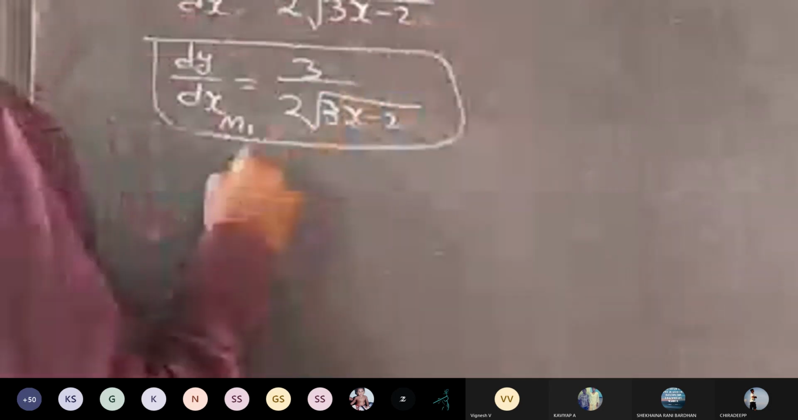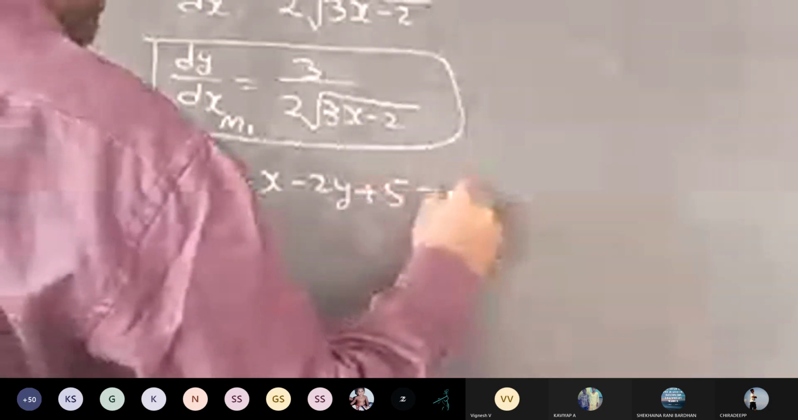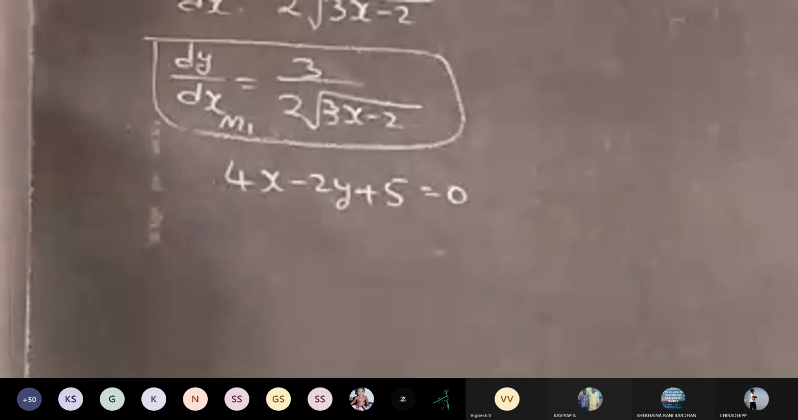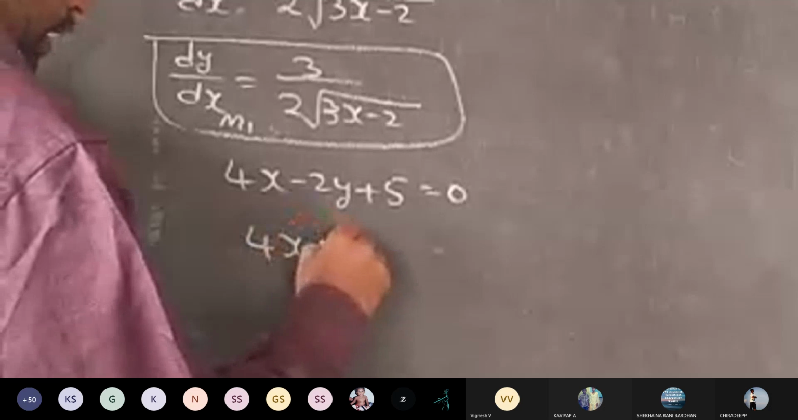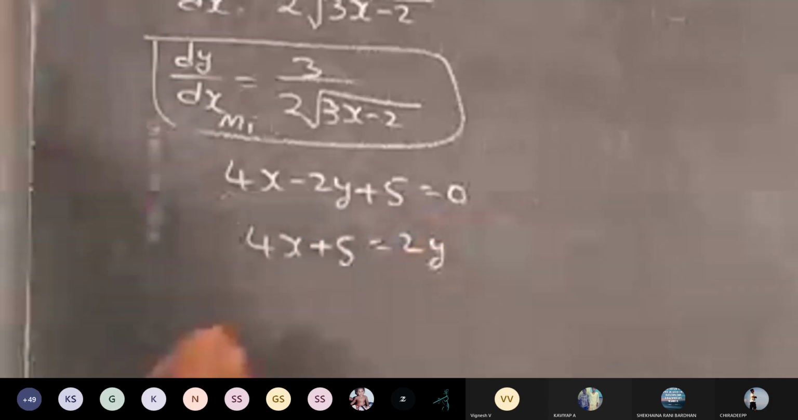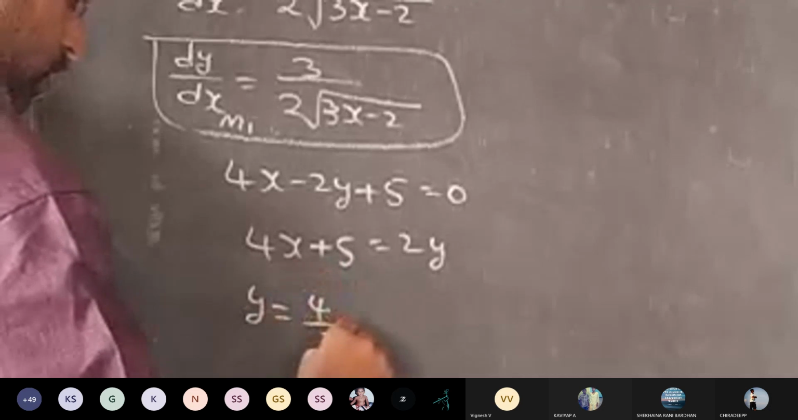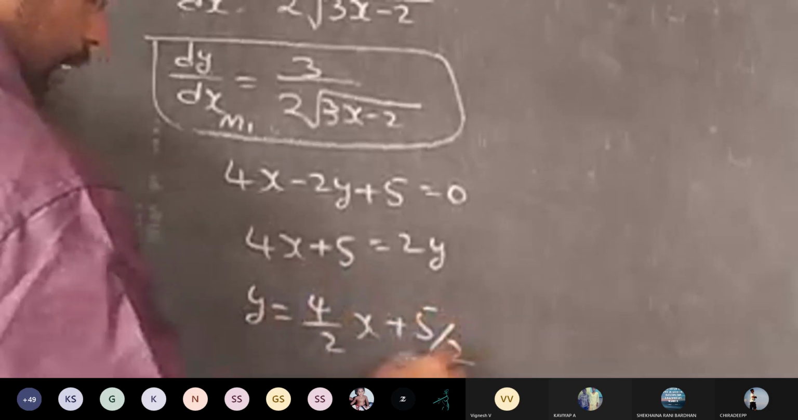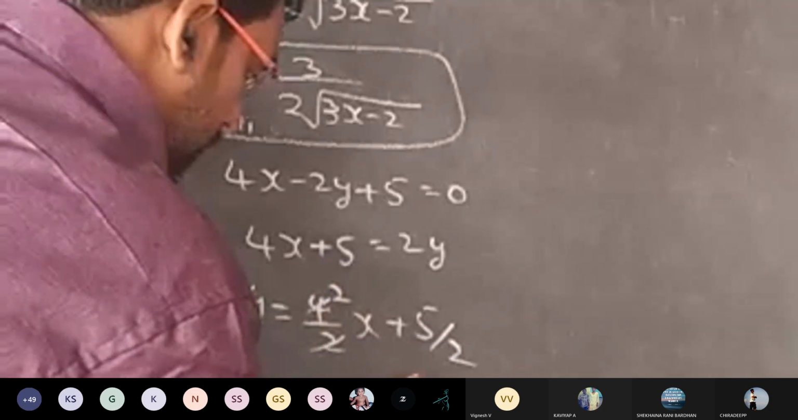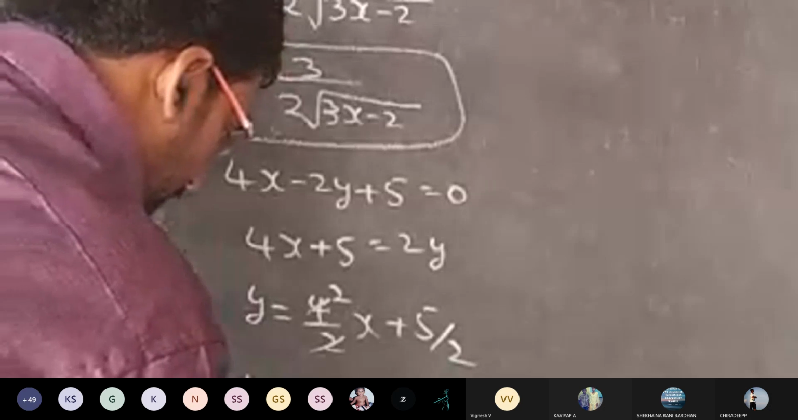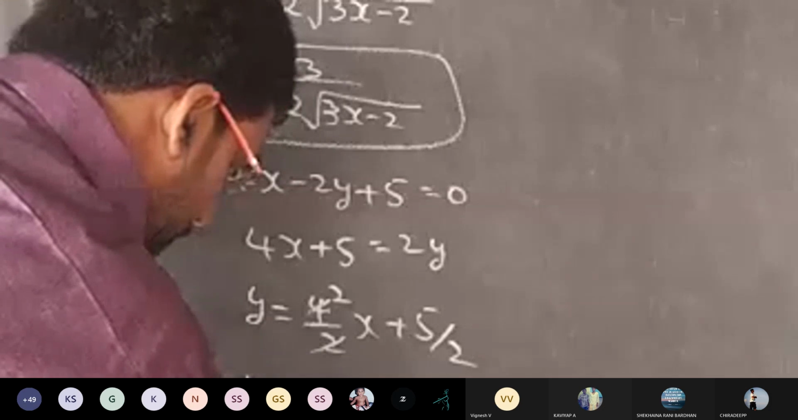Next, 4x minus 2y plus 5 is equal to 0. Convert to the equation y is equal to mx plus c. 4x plus 5 is equal to 2y. So y is equal to 4 by 2 x plus 5 by 2. 2 ones are 2, 2 twos are 4. y is equal to 2x plus 5 by 2. Here also what can you write, sir? m2 is equal to 2.